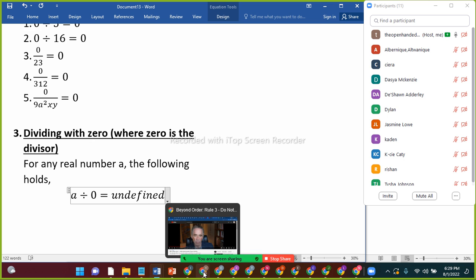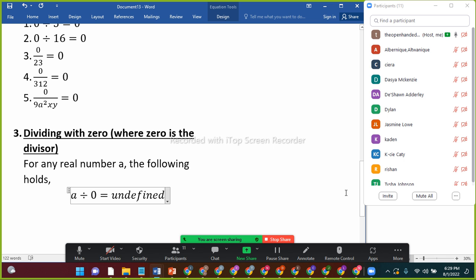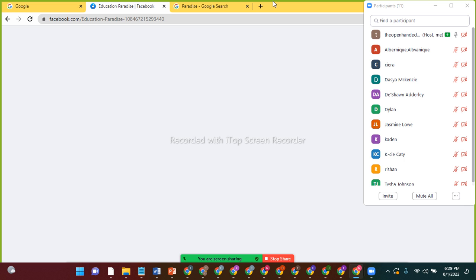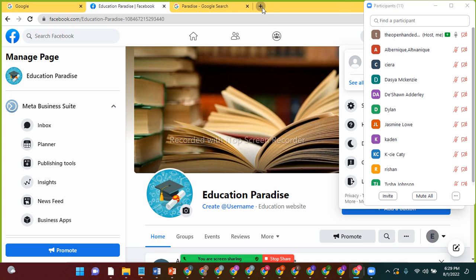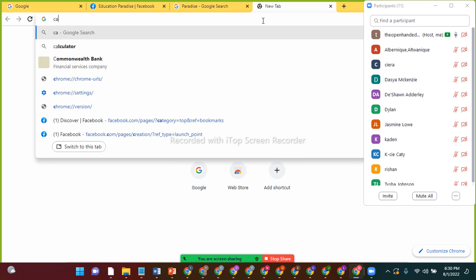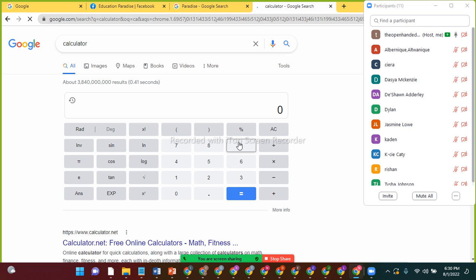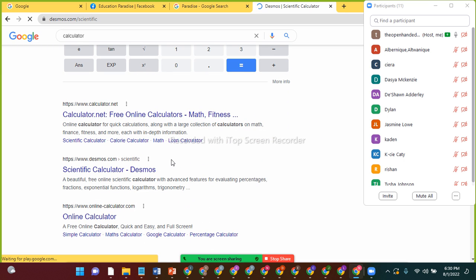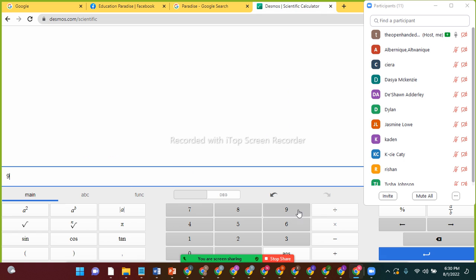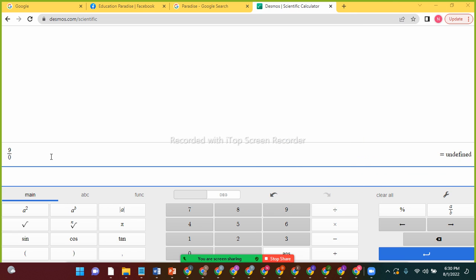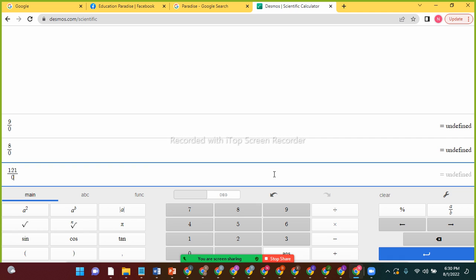So let's say we have the number 9 divided by 0. Some say infinity, but it's actually undefined. Let's see what they give us. 9 divided by 0: undefined. If we say 8 divided by 0, again it's undefined. If we do 1121 divided by 0, undefined.